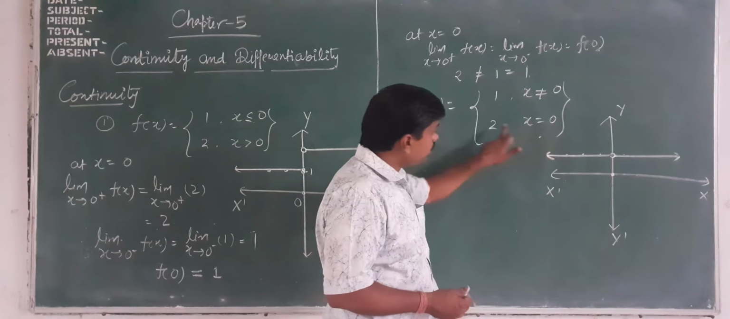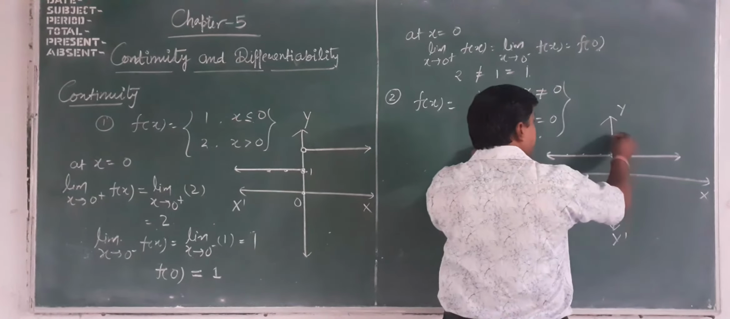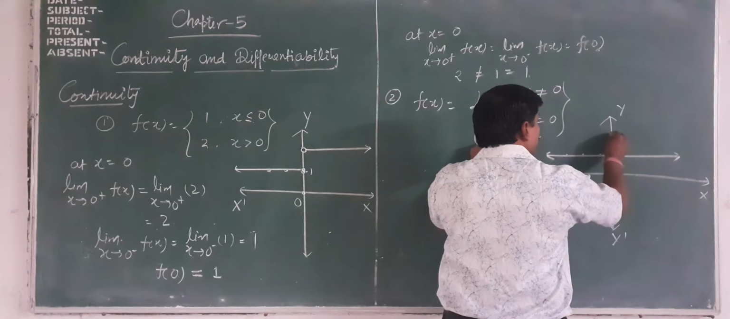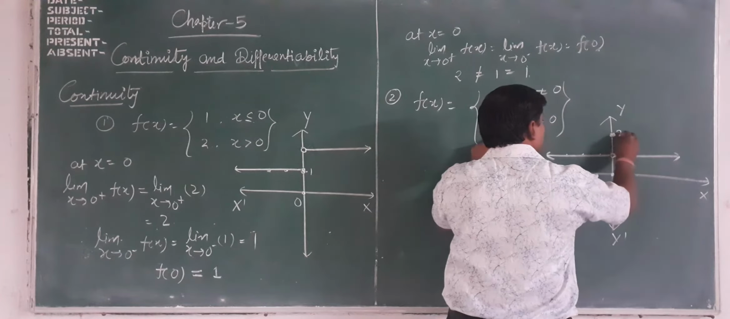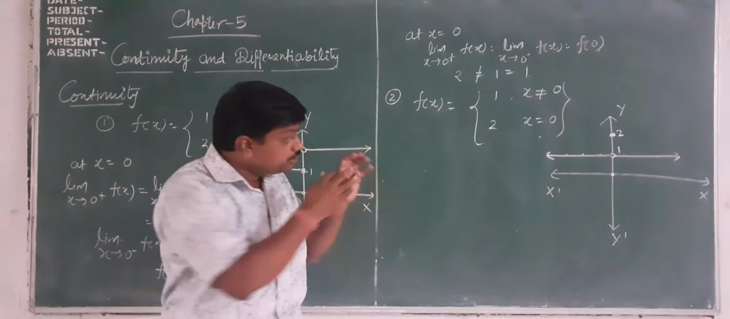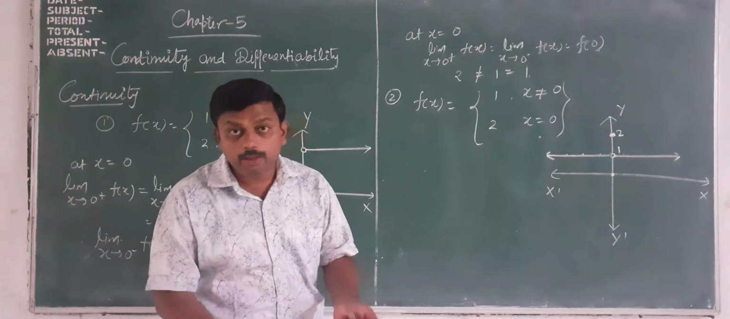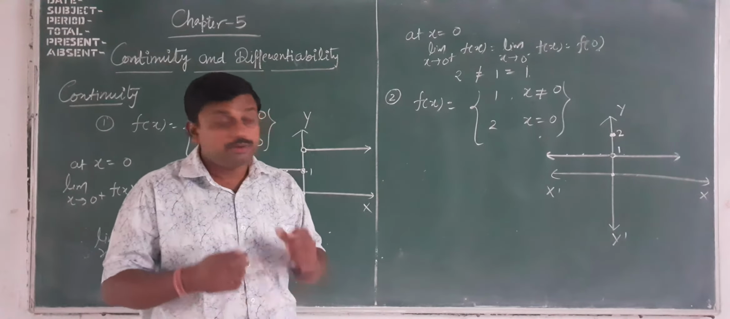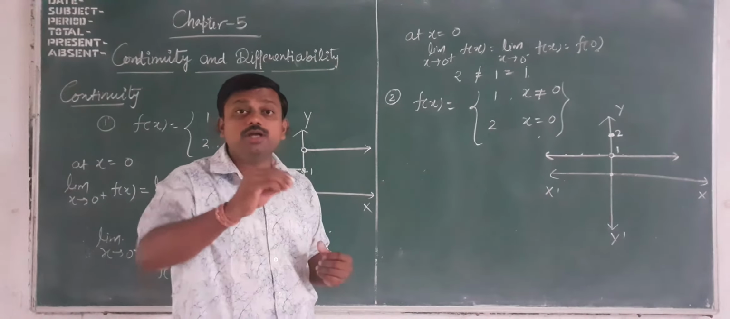If x equal to 0, the value of the function is 2. At x equal to 0, the value of the function is 2. This is the 1 and this is the 2. So in this question also, we cannot draw the graph of the function without lifting the pen.